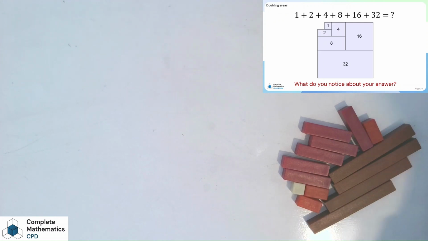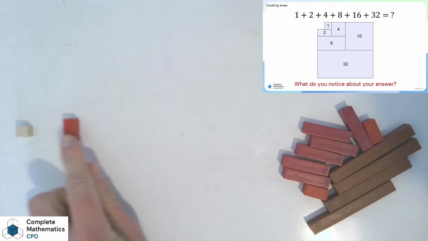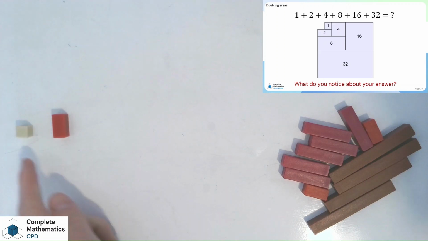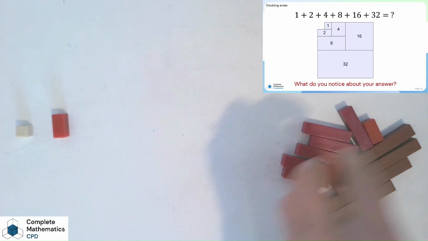So, I'm going to model this with cubes and rods, and I'm going to build these numbers to begin with and show you what happens. So if we start with the number 1, just like that, and then we double that, we get 2. Now the rule is I'm going to double the length, then the width, then the length and the width, and so on. So I'm going to double the 2 and get 4.